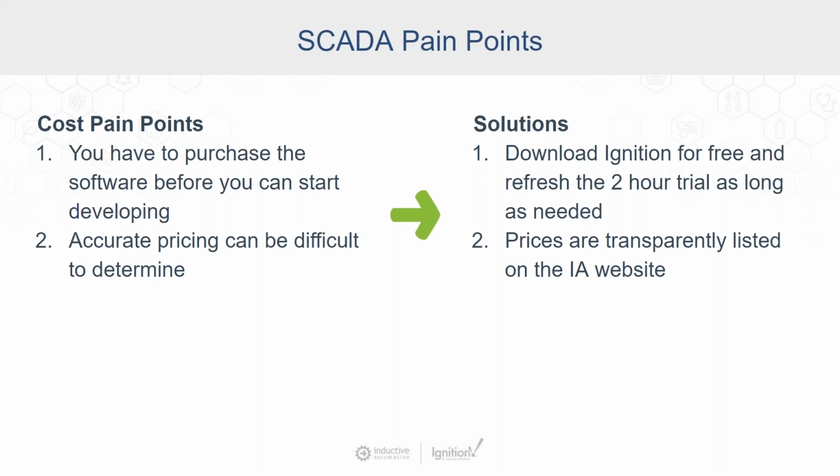Then even with the software, accurate pricing can be difficult to determine, and it's common to have integration projects change pretty drastically from inception to completion. The simple solution for that, as we mentioned, is that you can download Ignition for free, and that free version comes with a 2-hour trial that you can reset as many times as you want as you're evaluating Ignition or building out a project. And then when you decide that you want to purchase a license, the prices are all transparently listed on our website.